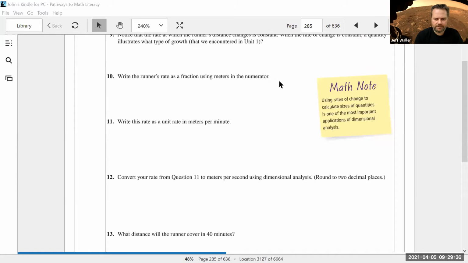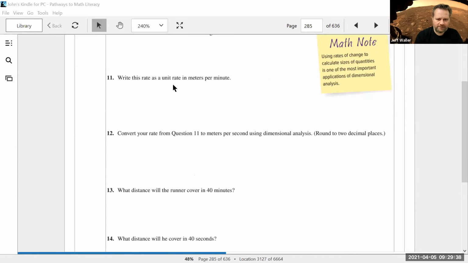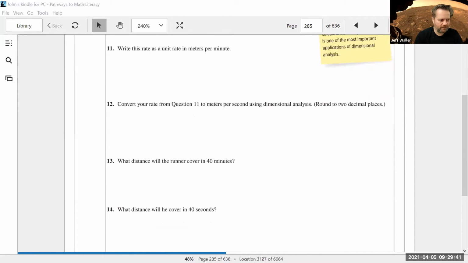We already did number 10. We already did number 11. So let me just write down number 11 so we remember what we just did. I forgot how to use everything. So as a unit rate, what was it? 400 meters in 2 minutes, right? So then we made that 200 meters per minute.